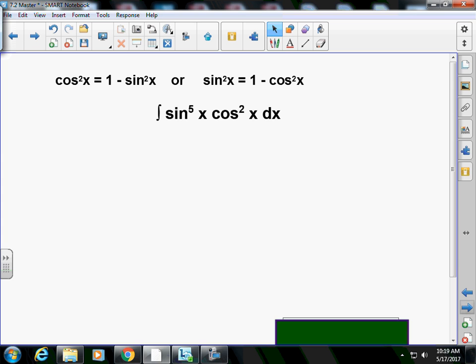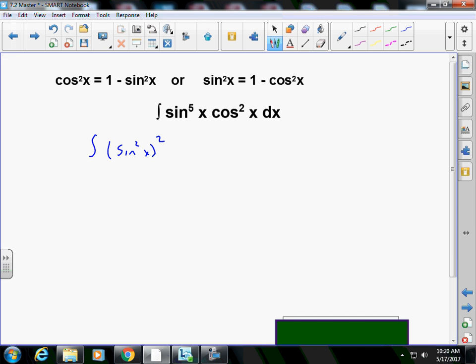So now here we go. I have a bunch of sines and cosines, but you notice sine is an odd degree. So I can siphon off the even degrees. So let's rewrite this. I'm going to rewrite sine to the fifth as sine squared x squared, because that would give me the sine to the fourth of x. I still have a sine x. Now I have cosine squared x dx. And then, as we saw before, sine squared, I can rewrite that. So I have 1 minus cosine squared of x, squared.